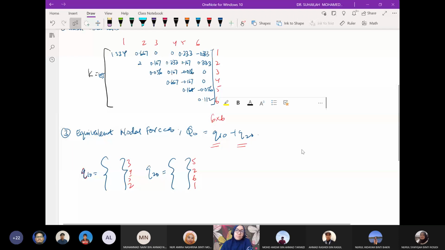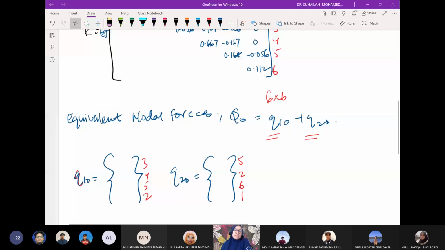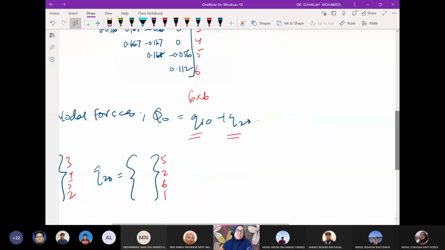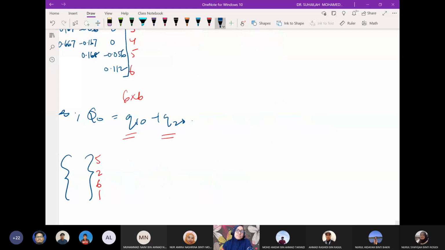Any idea how to calculate this value? Okay, we have to do it like this. We want to distribute the loading to the nodes, so we must refer to the appendix. The appendix explains the fixed end reaction. If you are from diploma, you have met it before; if you are from matriculation, this is the first time. It is called the fixed end reaction.